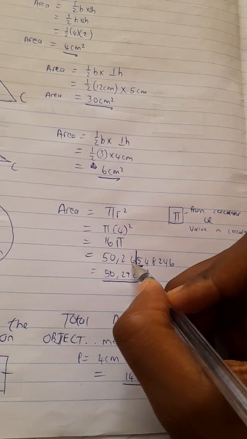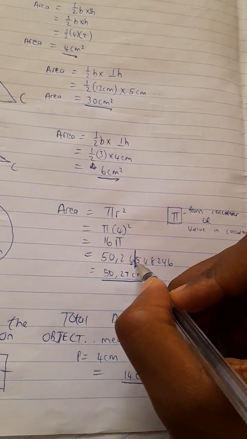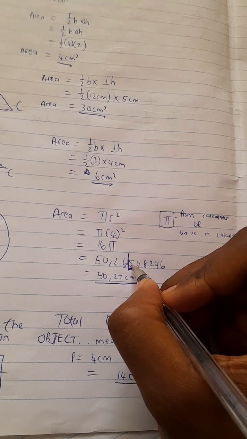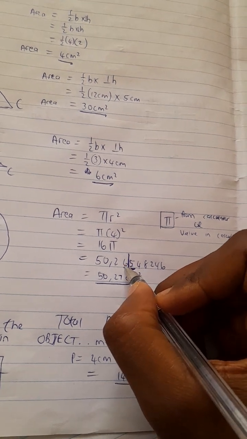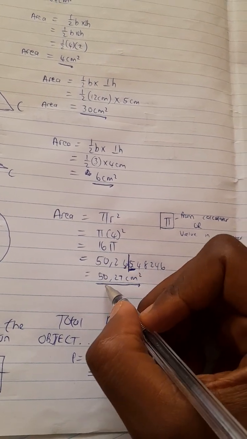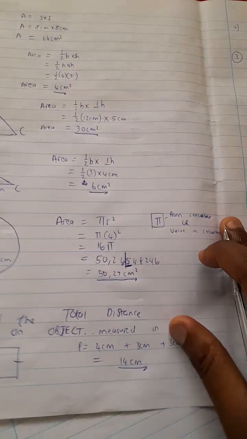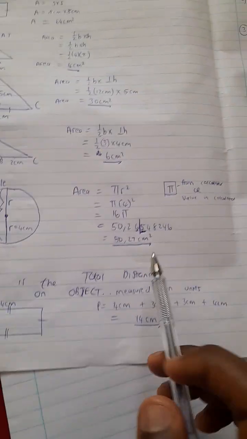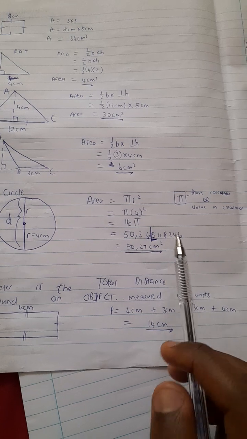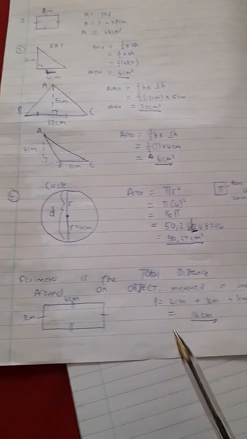This number went up. Why? Because this number is 5 and more. But let's say this number was 4, 3, 2, 1. Then this number would stay the same. Our answer would be 50.26 centimeters. And don't forget, square units squared. Okay, so that's area of a circle. I hope that makes sense and it's clear for all of us.